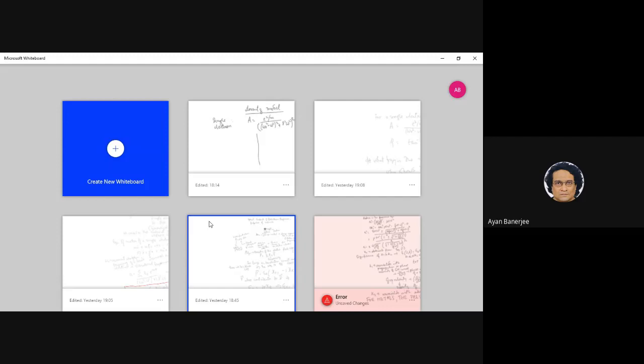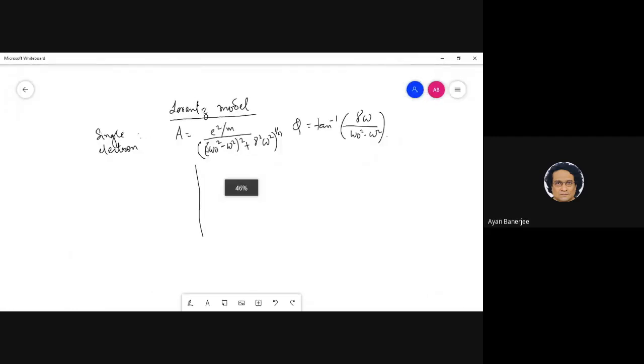Oh, okay. No, sir. E square basically will come later, in the polarizability thing. Yes, polarizability, you're absolutely right. So E square comes because we multiply this by E into X. So this is the amplitude. Yeah, that is absolutely correct.